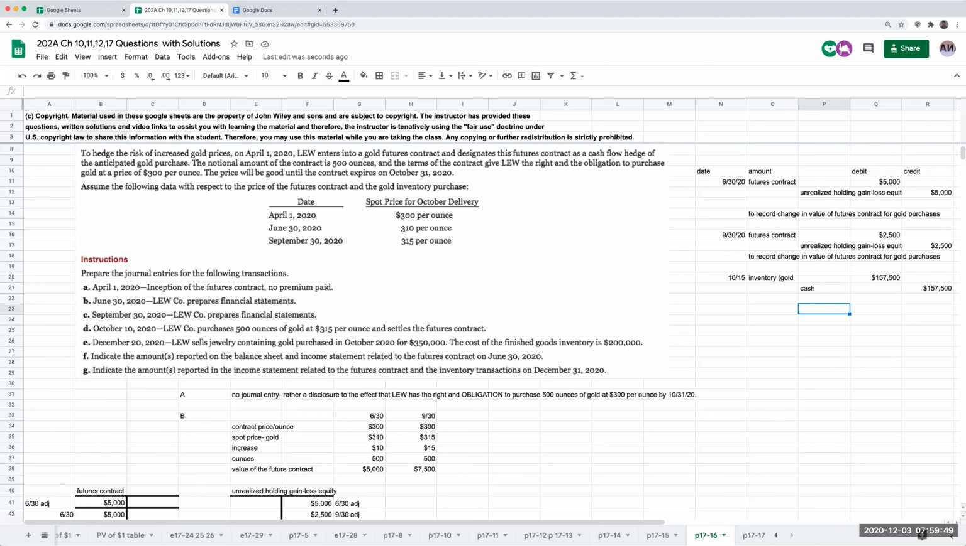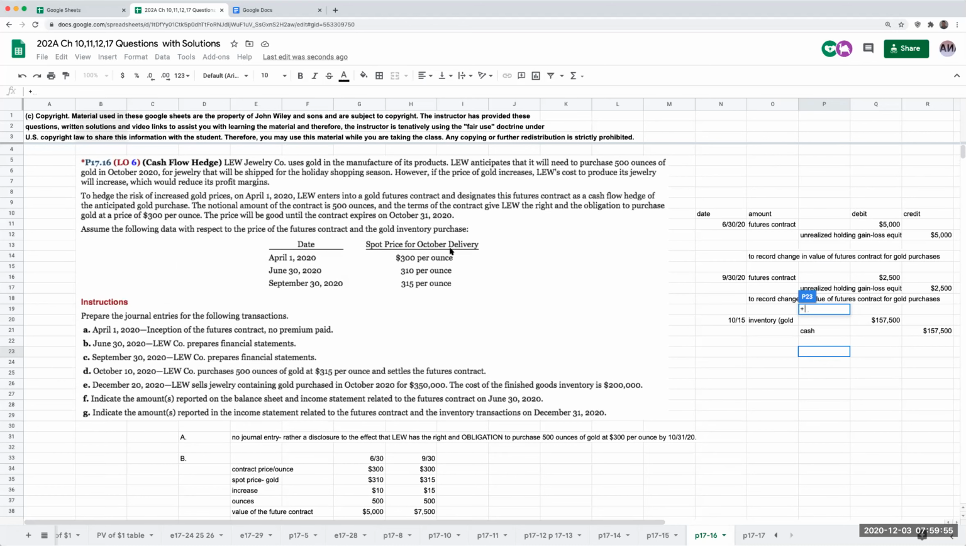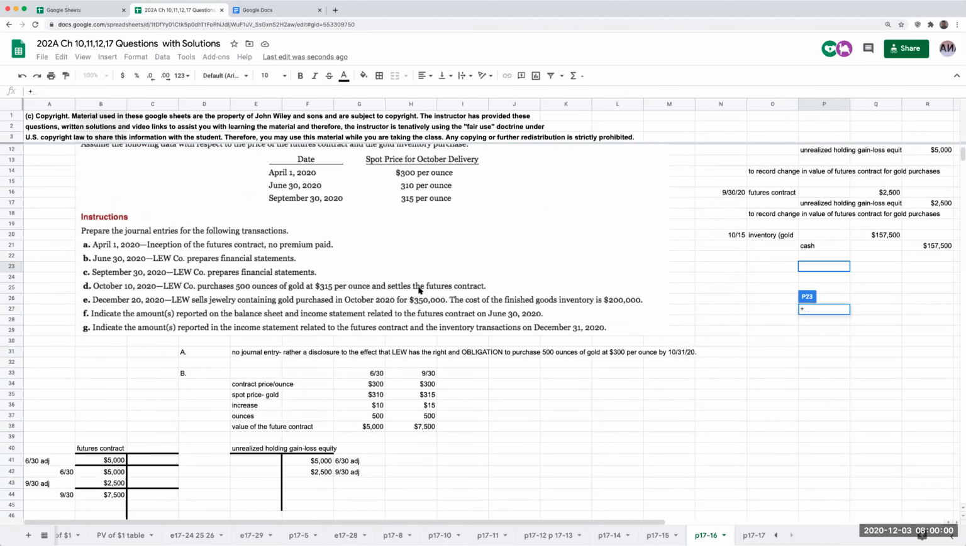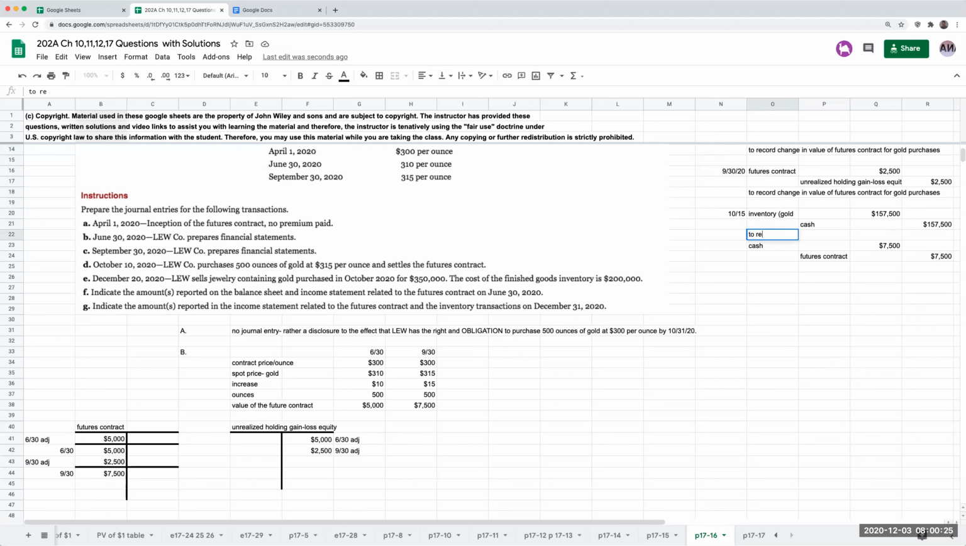Now, at the same time, they're going to be settling the futures contract. So in this case, I'm going to be crediting the futures contract, right? And what's important here is that this value has not changed. It's still going to be the same as at September 30th. So I'm going to credit the futures contract for 7,500, and I'm going to debit cash. Okay, so we're going to take a quick look at this just because it should be kind of fun. So what is really happening here? This is to record the purchase of inventory.